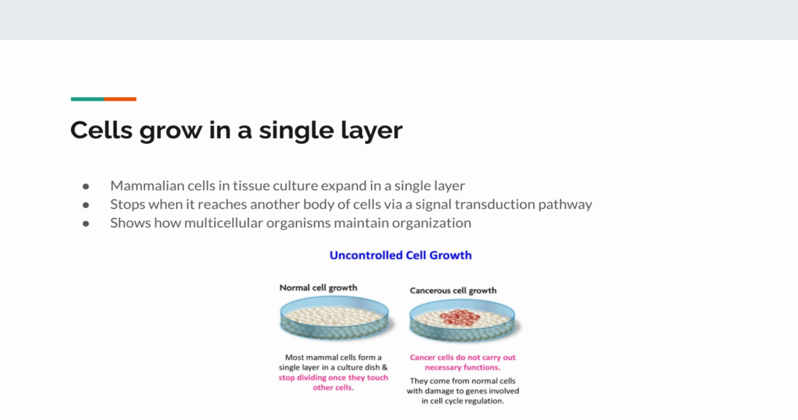When mammalian cells grow in a tissue culture, a single layer of cells expand over the culture until it touches another group of cells. Once it touches another group of cells, it stops expanding because receptor proteins trigger a signal transduction pathway that inhibits CDK action.